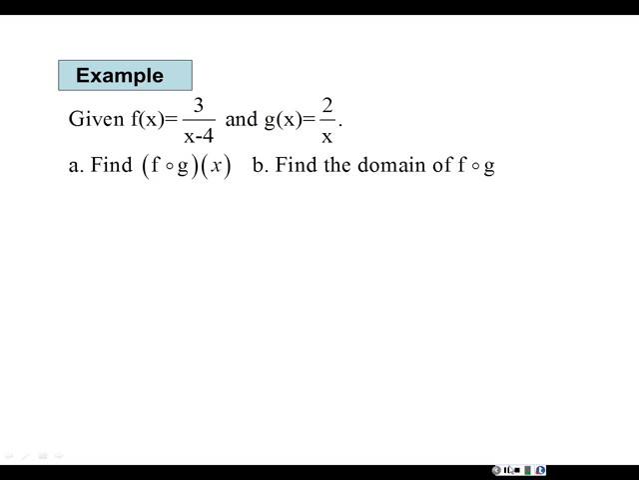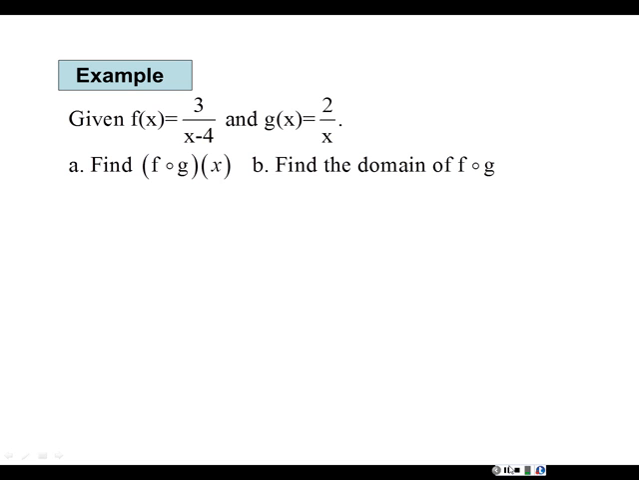So this is probably the composite function of f of g of x. Think about this from the beginning. f of g of x. What did we do? We first replaced g of x by the function g of x, which is 2 over x, and then we replaced x by 2 over x in f of x.